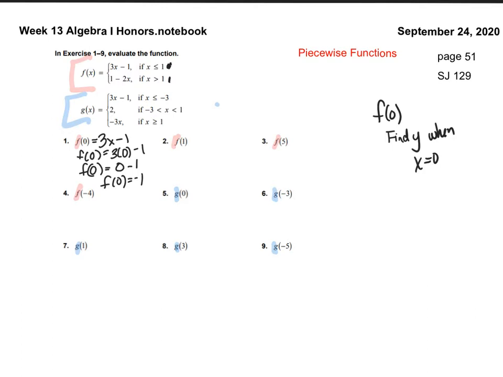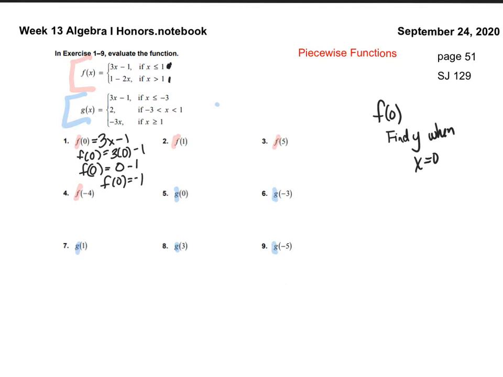This says, a translation, y is negative 1 when x is 0. We found that. Y is negative 1 when x is 0. Since 0 fell in this category, you use this expression and evaluate that expression.